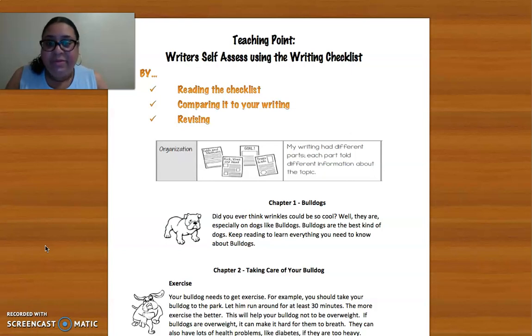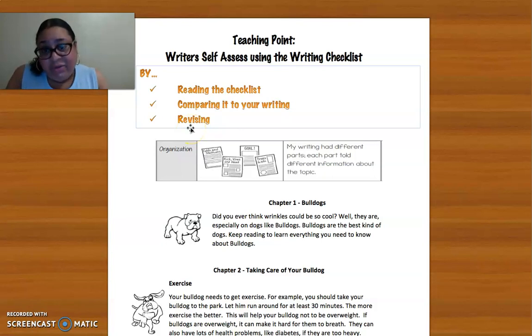And we do this by using the writing checklist. Just like when we were in school and we had a checklist in our writing folder to make sure that we were including everything that we should in our pieces, we're going to be doing the same thing. So today I'm going to teach you that we assess using the writing checklist. And we do this by reading the checklist, comparing it to our own writing, and revising if we need to.